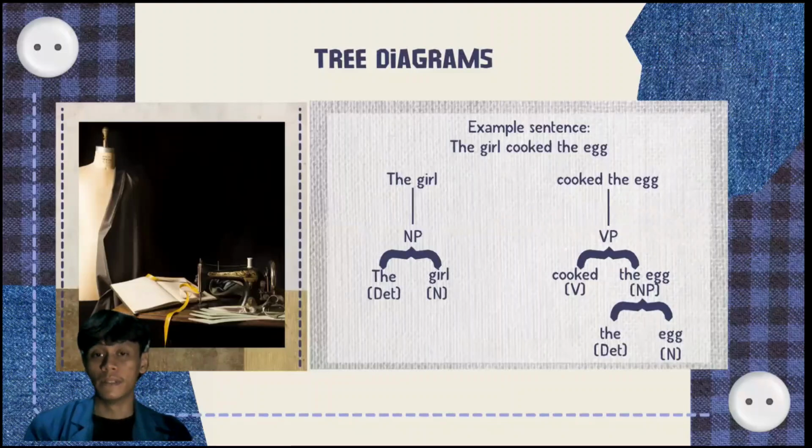And then I have three diagrams. The example sentence is: the girl cooked the egg. The girl: the is a determiner, girl is a noun. We combine them to become a noun phrase, the girl. And then cooked is a verb. The egg is a noun phrase. The is a determiner, egg is a noun.